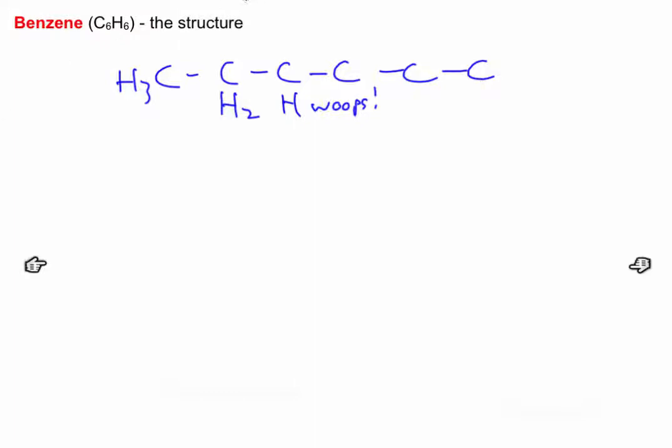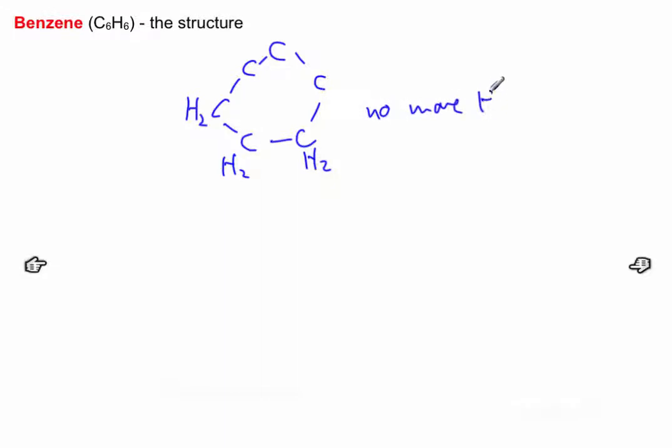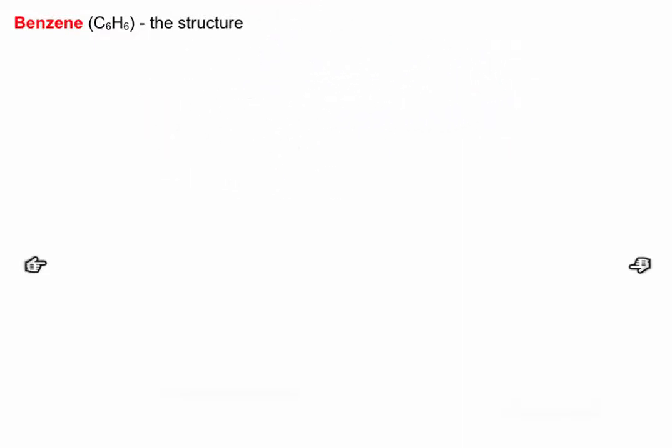Well, how about as a ring? Let's try that. Okay, so 1, 2, 3, 4, 5, 6. Whoops, not the greatest ring. So there we go. So H2, H2, H2, and already again, no more hydrogen. So I'm stumped. The structure of benzene, and the reason I'm mentioning this, was a puzzle for quite a long time.